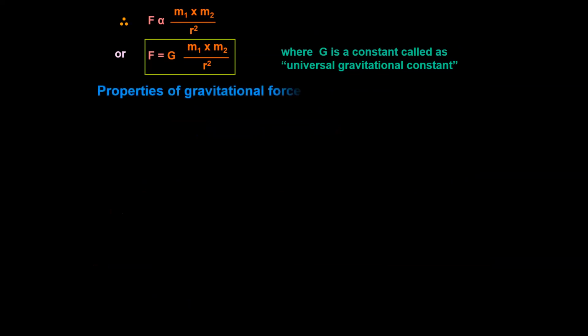Now what is this G? It is the gravitational constant, 6.673 into 10 raised to the power minus 11. Where G is a constant called the universal gravitational constant. Okay. Properties of gravitational force.